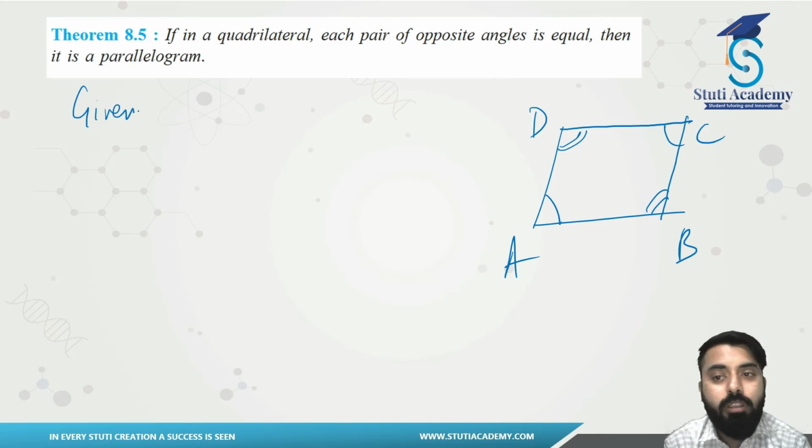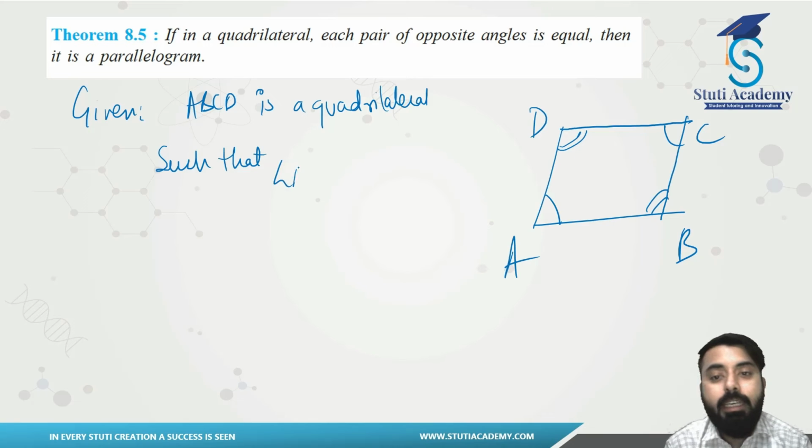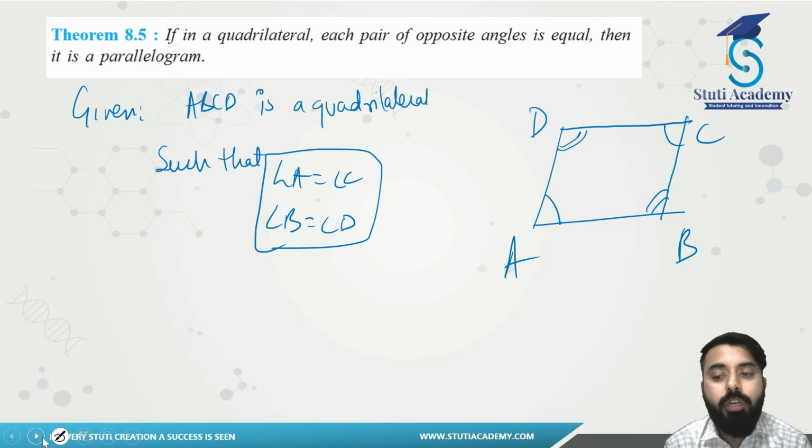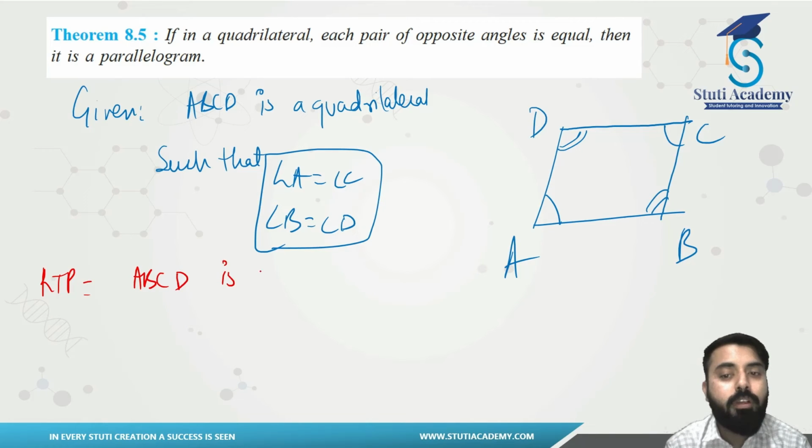Given is that ABCD is a quadrilateral such that angle A is equal to angle C, sorry, not B. Angle A is equal to angle C, angle B is equal to angle D. That is the main thing. Now, required to prove, RTP, is what? It is that ABCD is a parallelogram. We have to prove this one.